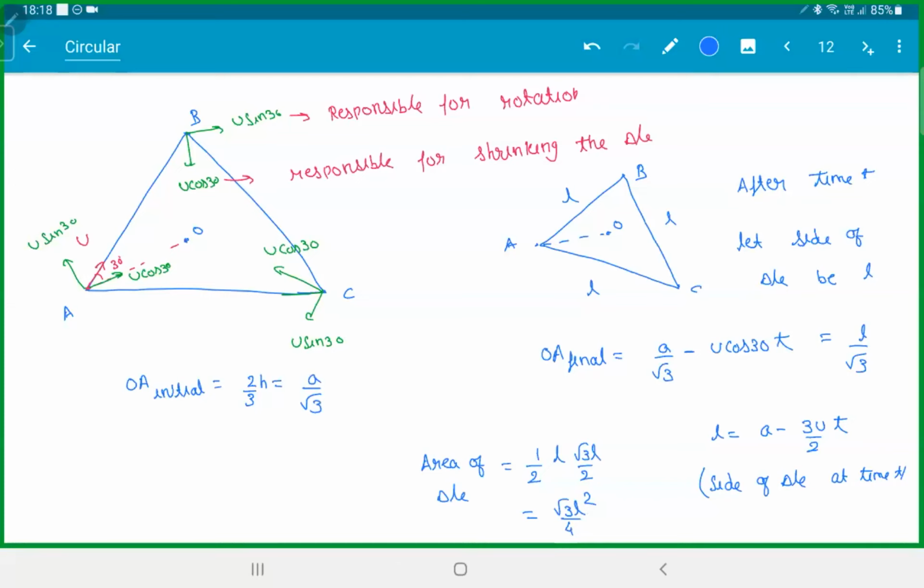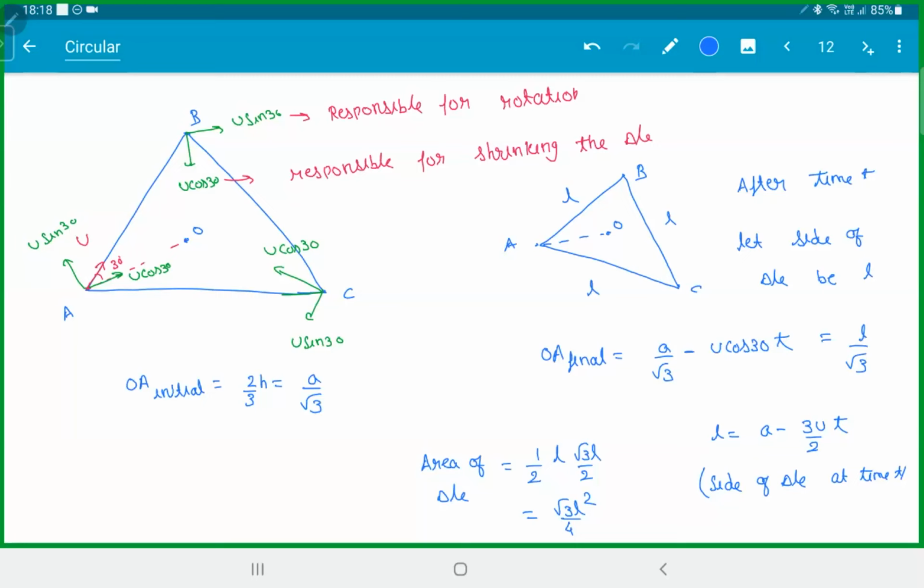Any doubts on this? Anyone not convinced with what I did here? Please ask. If you remember, we have written the same thing in kinematics also. The two velocities have two purposes. The u sin 30s are responsible for rotation, and the u cos 30s will decrease the distance from O to A. No matter how much you rotate, the velocity towards O will always be u cos 30 only. Sure, everyone? Any doubts on this page?